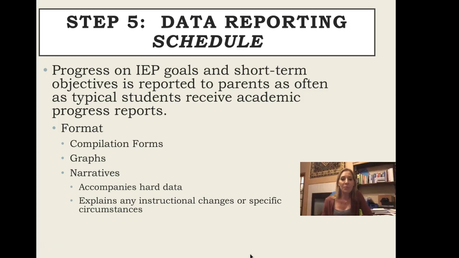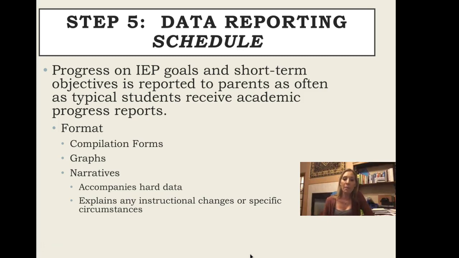So remember, progress on IEP goals and short-term objectives, if you have those, is reported to parents as often as typical students receive academic progress reports, and it can be more, but it's mandated to be as often. So it's not just once a year. When typically developing students have their mid-progress reports, their yearly progress reports, their monthly, that's when you want to be providing families information about their students who have services on an IEP.